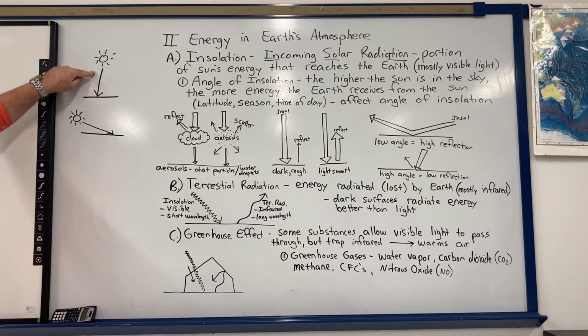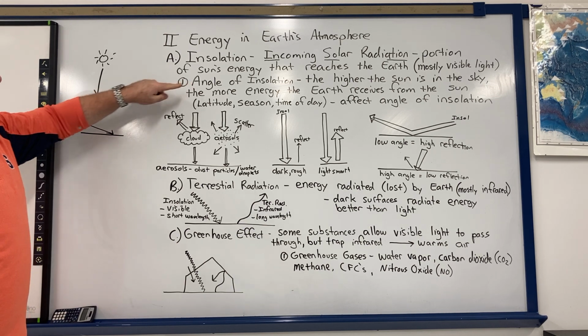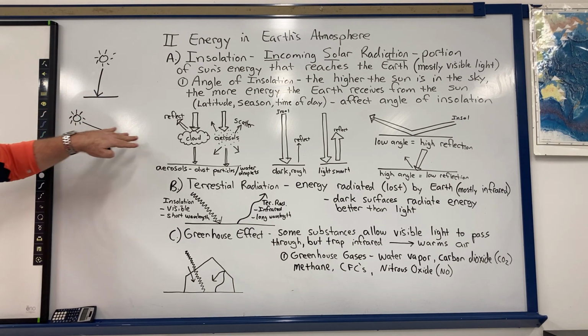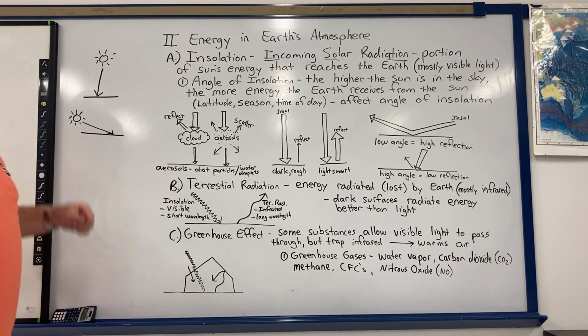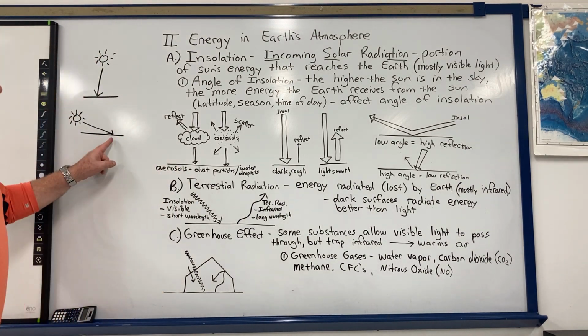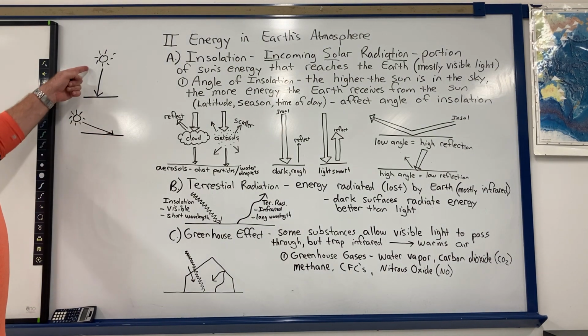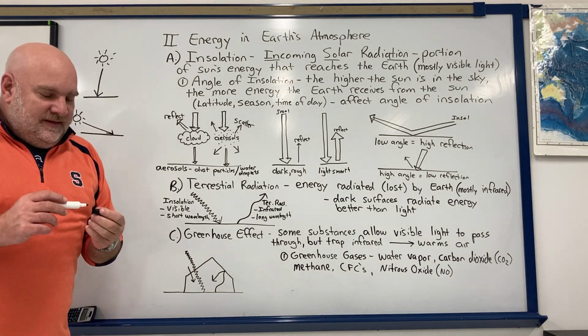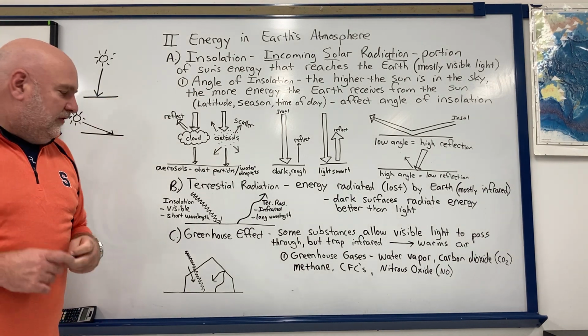So when the sun's high in the sky like that, where it has a big angle of insolation, that's when we get the most amount of energy to the surface. When the sun's lower in the sky, the energy spreads out over a larger area. As a result, each little square inch of surface gets less energy, and the conditions are going to be cooler. So how high the sun is in the sky, or the angle of insolation, is the main thing which determines the temperatures at the Earth's surface. Okay?